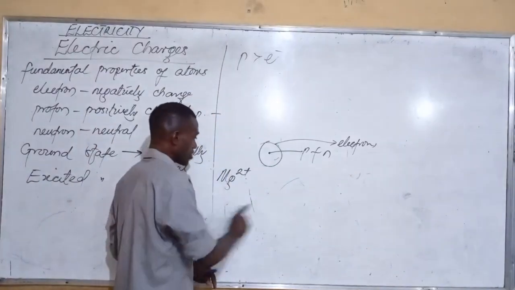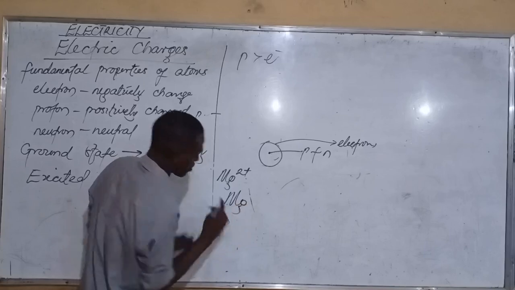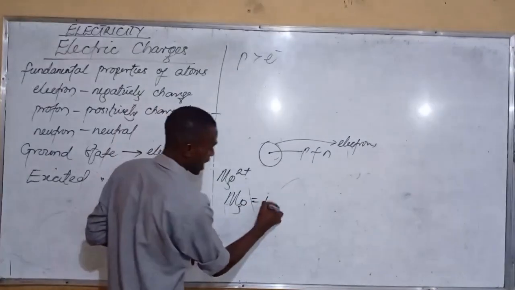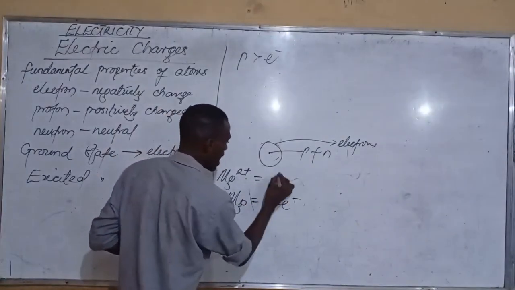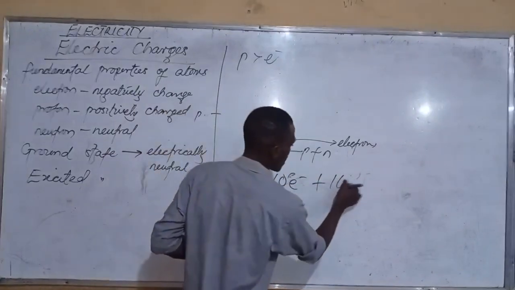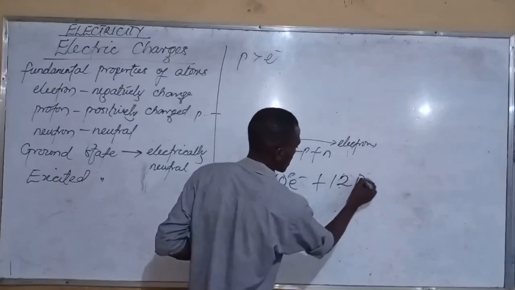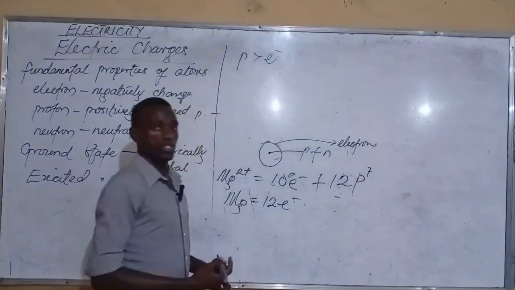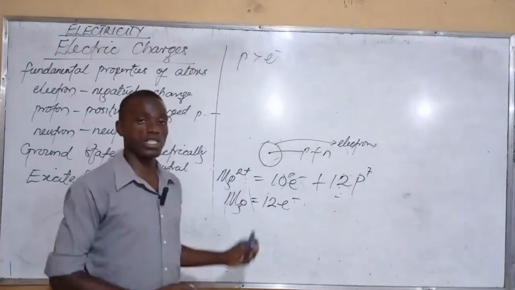So here, if I wrote Mg, this is just a magnesium atom, but this one has 12 electrons, while this one has 10 electrons. So if this one has 10 electrons and 12 protons, it means that it has what? Plus 2 charge. Do you understand? So that's why we come up with this 2 plus charge.